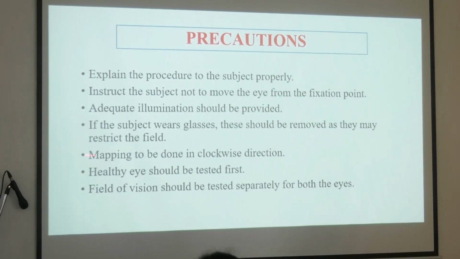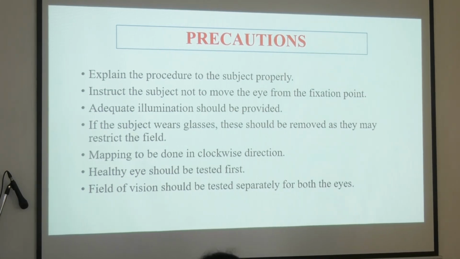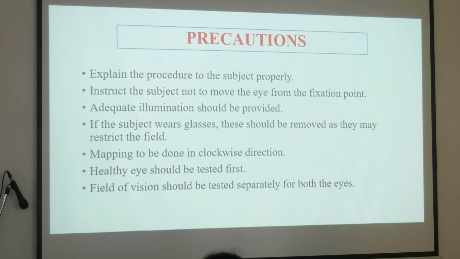Mapping to be done in a clockwise direction. The healthy eye should be tested first. If the patient is complaining of any visual defect, that they see less in the right eye or the left eye, then the healthy eye is to be tested first. So mapping to be done in a clockwise direction, the healthy eye tested first, and field of vision should be tested separately for both the eyes.